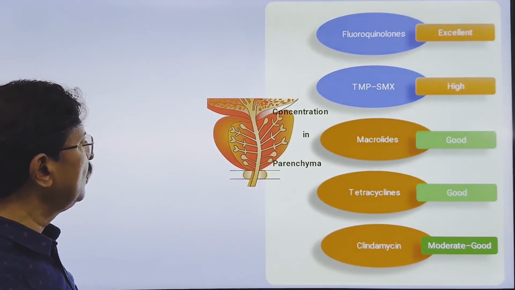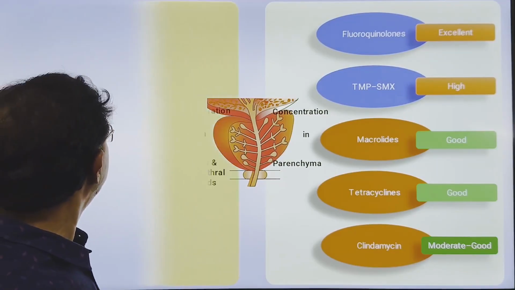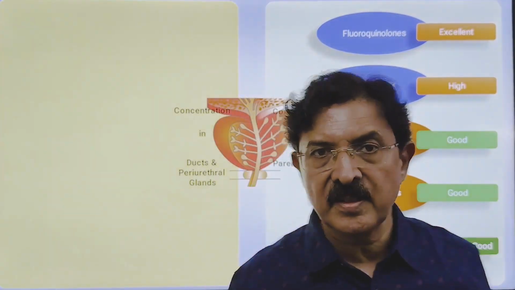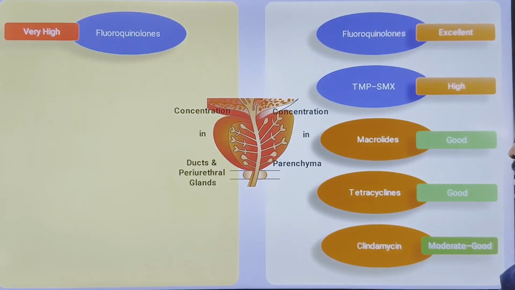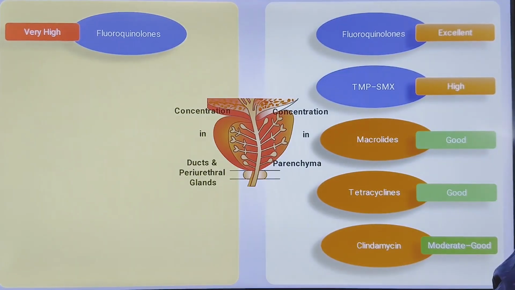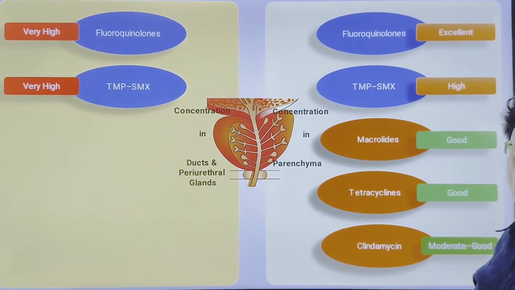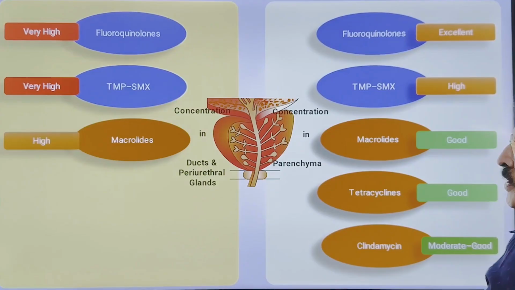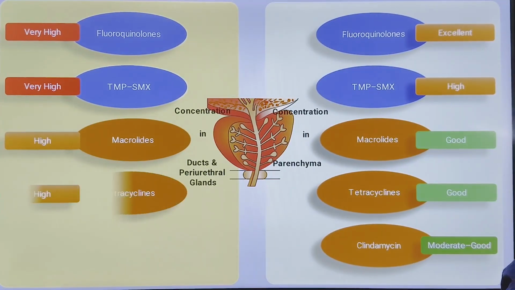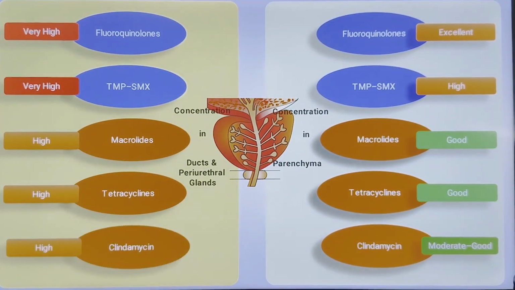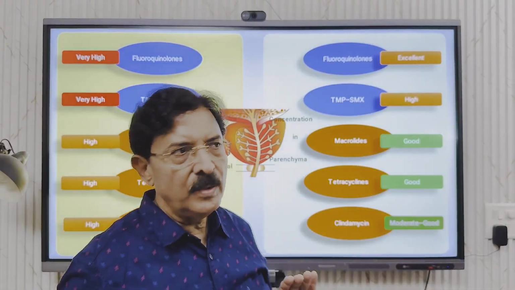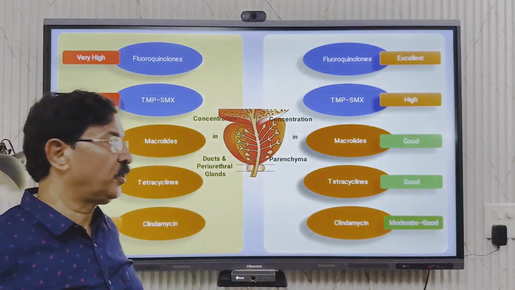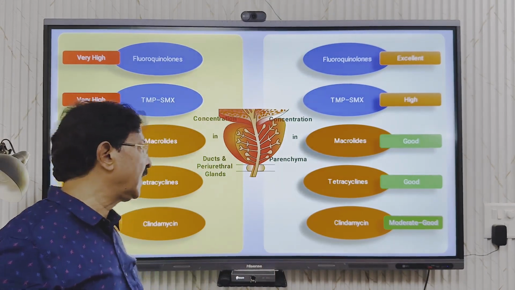But when it comes to the concentration in the ducts of the prostate gland as well as periurethral glands, the picture remains more or less the same, but fluoroquinolones and trimethoprim have very high concentration, and macrolides, tetracyclines and clindamycin also maintain the same degree of concentration. So this concept should stay in your mind when you are treating the case.